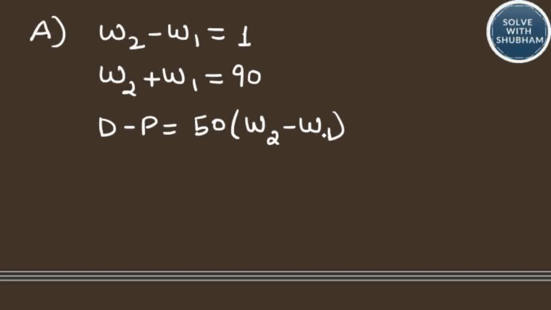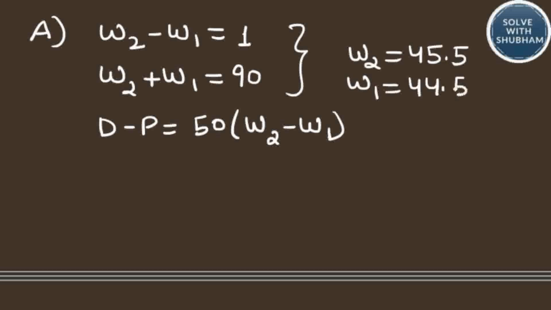Okay, now let us try solving it. Though solving is not important for a data sufficiency question, if you solve it, then you lose time. So I would suggest don't solve if it is not required. I'm just solving it so that you understand also. When you solve these, you get W2 is equal to 45.5, W1 is equal to 44.5. So D minus P would come as 50. Anyways, it doesn't give you any value.